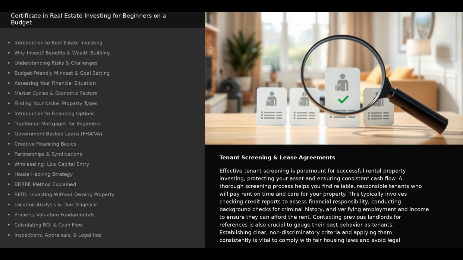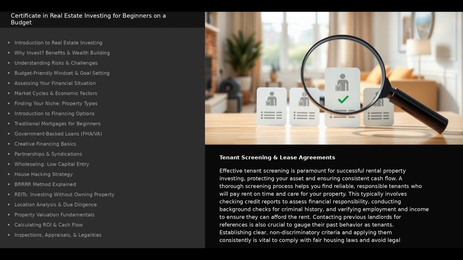Tenant screening and lease agreements. Effective tenant screening is paramount for successful rental property investing, protecting your asset and ensuring consistent cash flow. A thorough screening process helps you find reliable, responsible tenants who will pay rent on time and care for your property. This typically involves checking credit reports to assess financial responsibility, conducting background checks for criminal history, and verifying employment and income to ensure they can afford the rent.